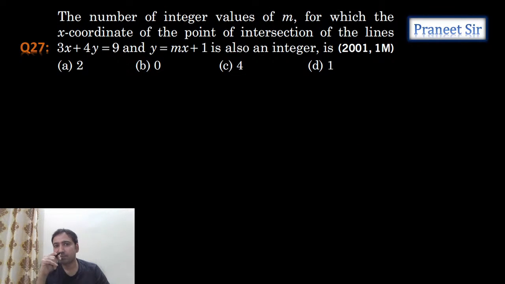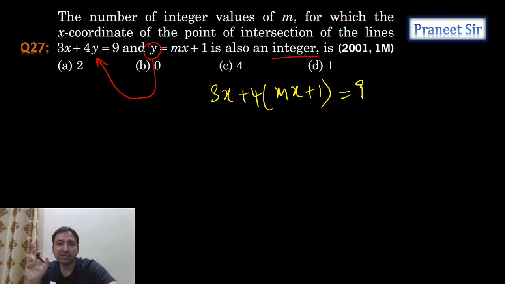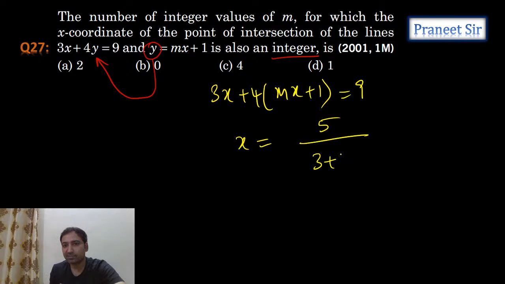Yeah. Next question. Number of integer values of m for which the x coordinate of the point of intersection of the lines is also an integer. So can I calculate the x coordinate first? To calculate the x coordinate, we need to eliminate y. So to eliminate y, in place of y we need to substitute mx + 1. If I substitute mx + 1 in place of y, I am able to eliminate y. But our aim is to calculate the x coordinate. So x equals how much are we getting, guys? Am I getting 5/(3 + 4m)?